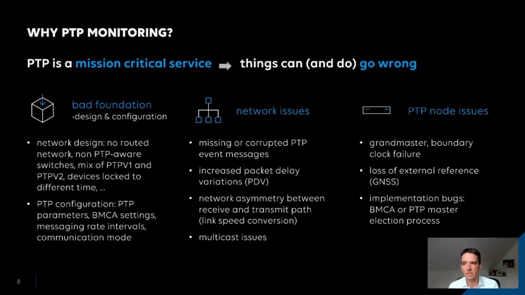And then the PTP node itself. Nodes can go wrong. A grandmaster, the main clock, or the boundary clocks, there can be failures on those. You can have a loss of external reference. Your GPS, your GNSS source gets lost. You lose the satellite or the connection to the antenna. And also what we see are implementation bugs. Sometimes that BMCA algorithm or the PTP master election process has been implemented not 100% according to the standard. That can also cause some issues.